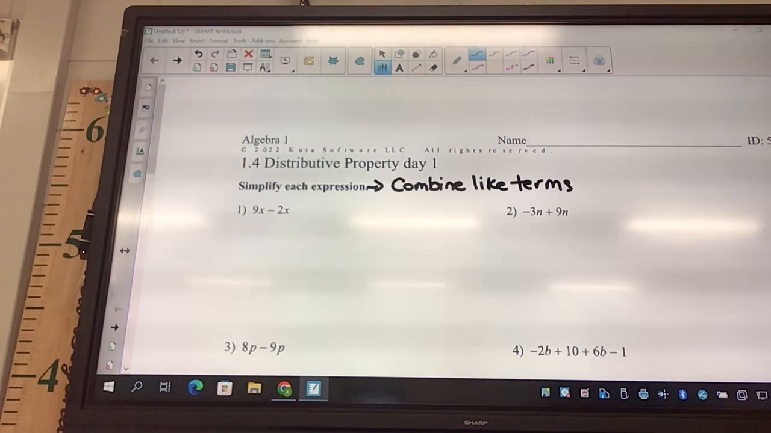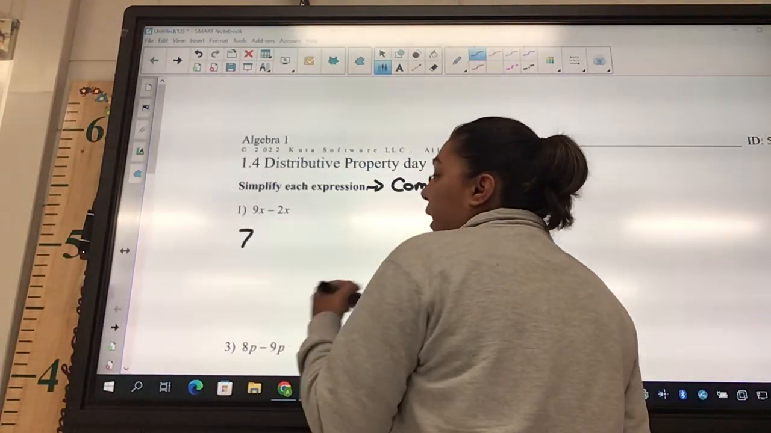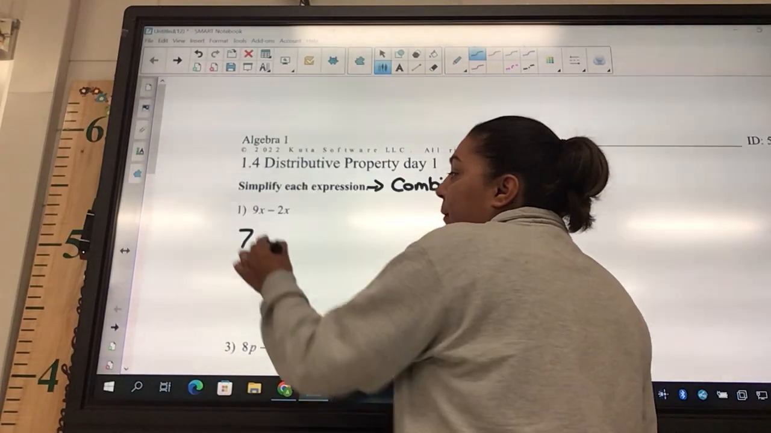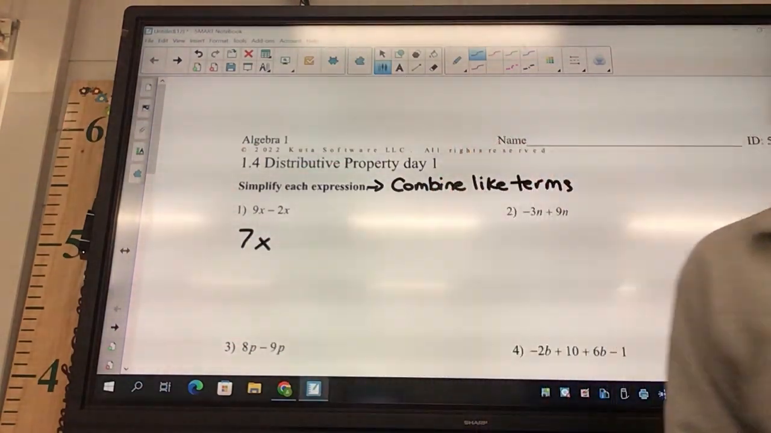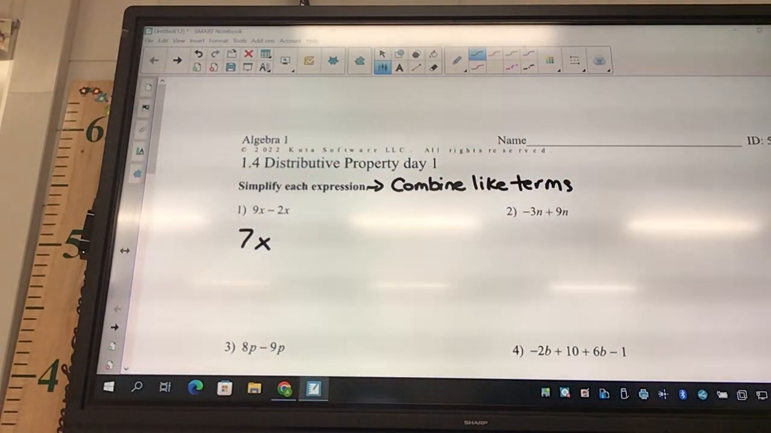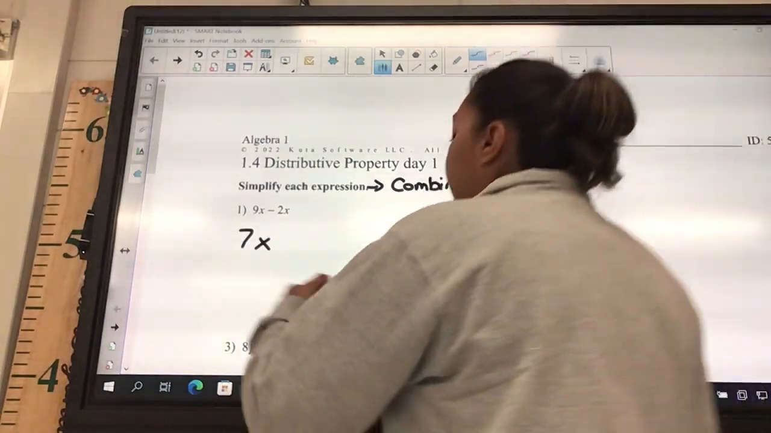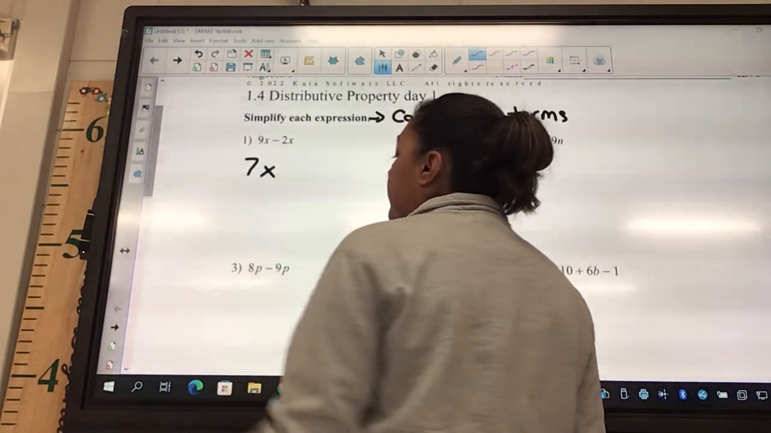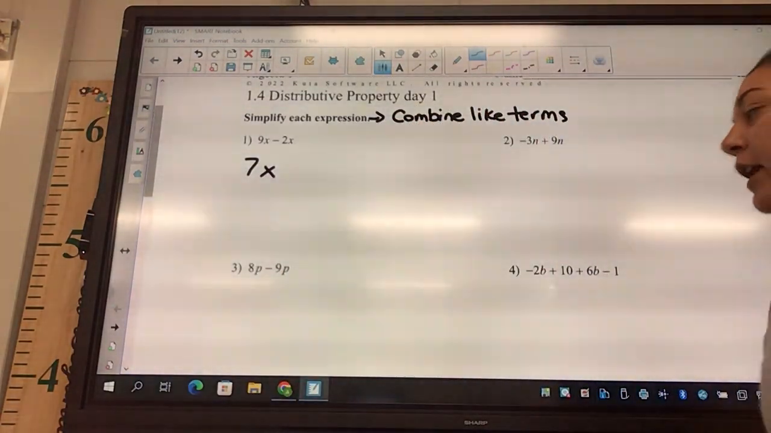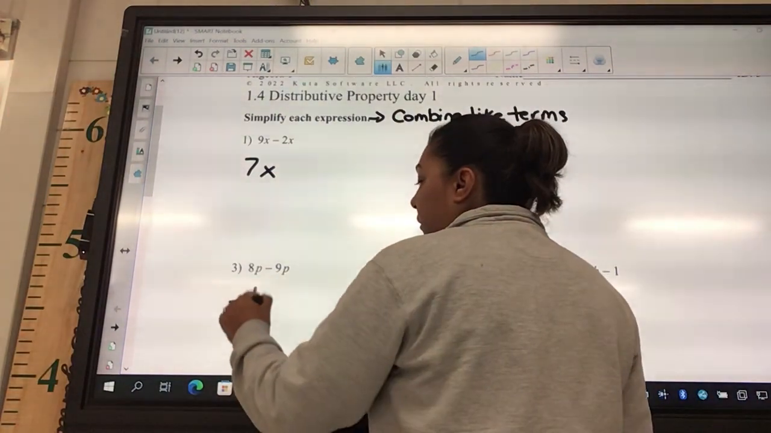So essentially, what is 9 minus 2? 7. So you're going to get 7x, and it's kind of like his last name has an x. Okay, so we can combine those two terms together because they are the same. Okay, 8p minus 9p. Negative 1p.